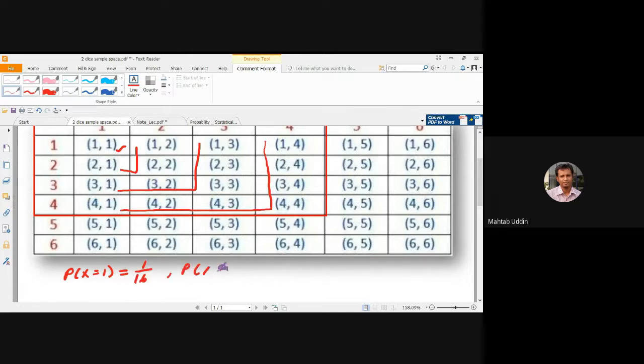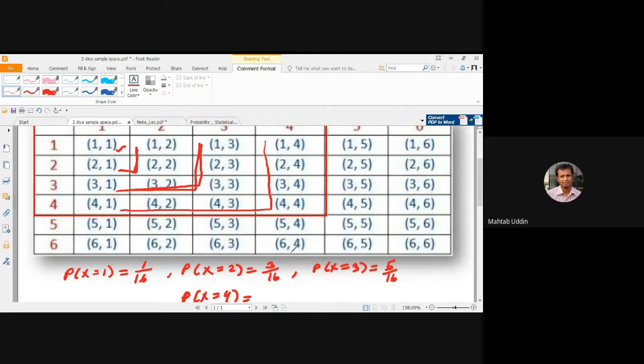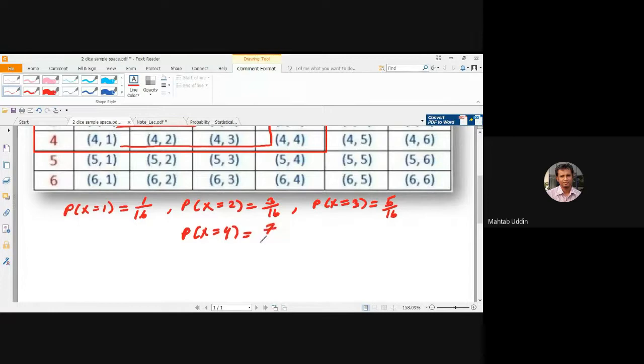Now X equal to 2. How many times is 2 maximum? 3 times. So 3 by 16. And the probability of X equal to 3. How many times is 3 maximum? 1, 2, 3, 4, 5. So 5 times. Finally, how many times is 4 maximum? 7 times. So this is the first part of the answer.